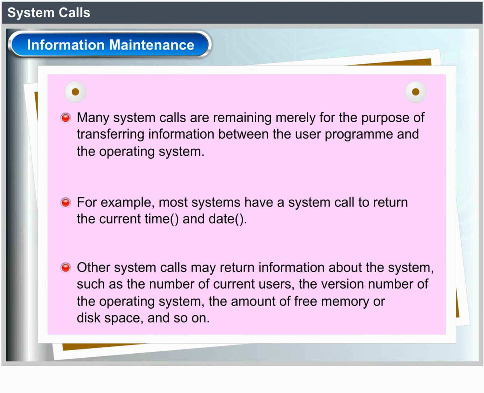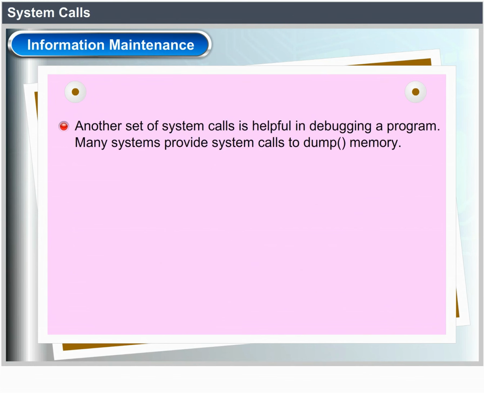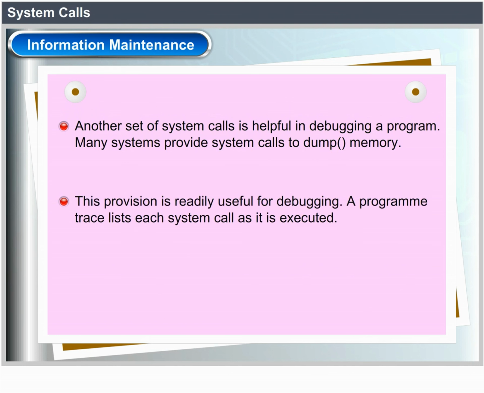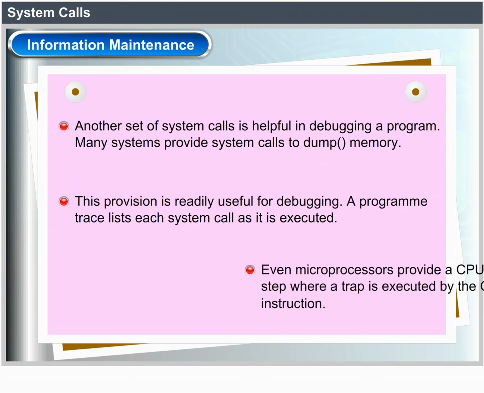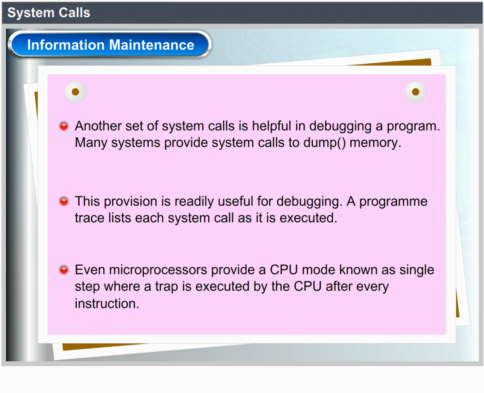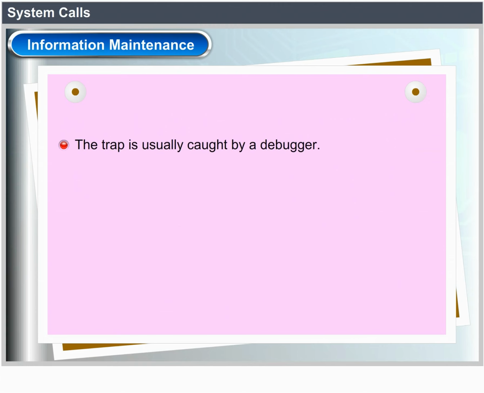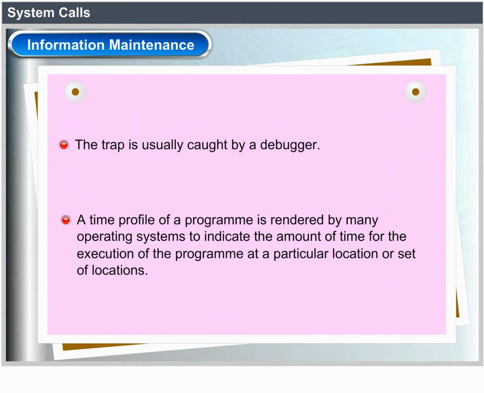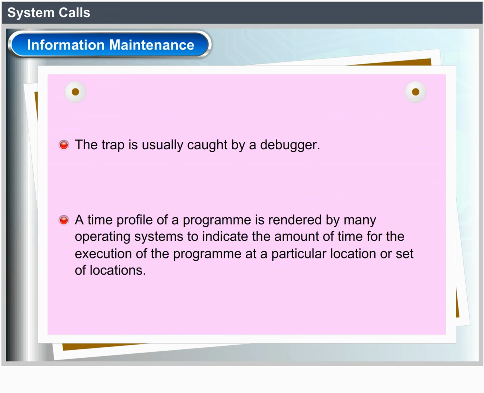Another set of system calls is helpful in debugging a program. Many systems provide system calls to dump() memory. This provision is useful for debugging. A program trace lists each system call as it is executed. Even microprocessors provide a CPU mode known as single step, in which a trap is executed by the CPU after every instruction. The trap is usually caught by a debugger. Many operating systems provide a time profile of a program to indicate the amount of time that the program executes at a particular location or set of locations.